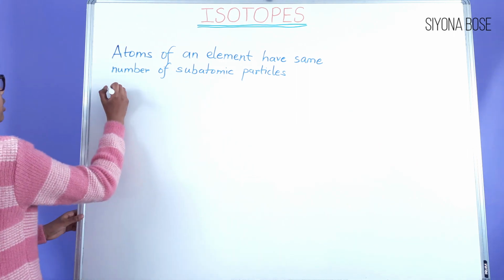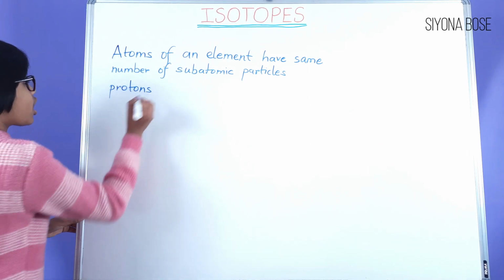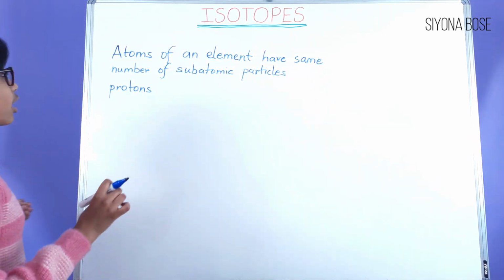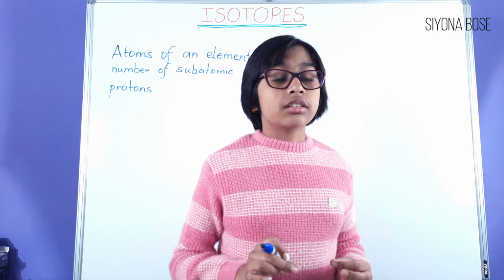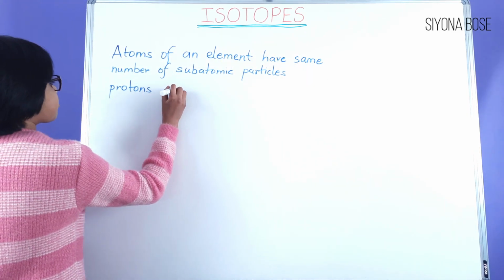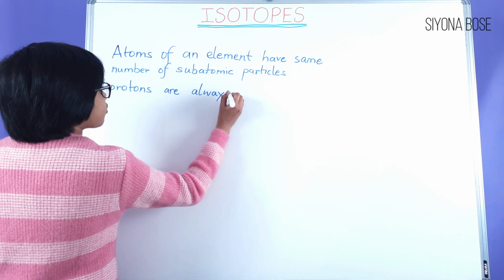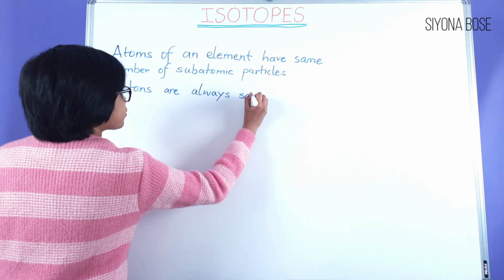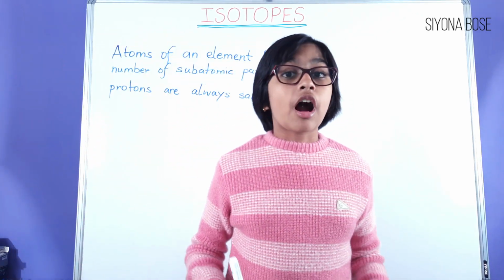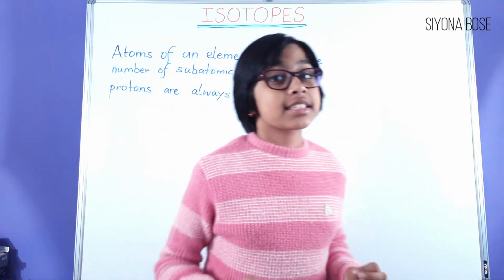Protons are always the same, because if there is a difference in the number of protons, then the element changes. But there can be a little bit of difference in the number of neutrons, which leads to a slight change in the mass number.